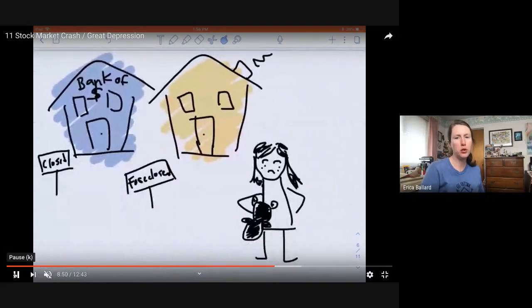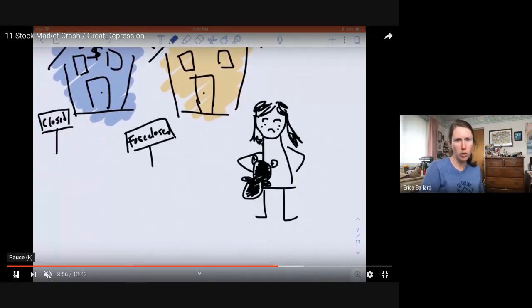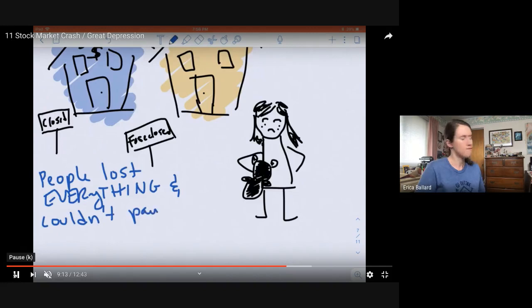So remember those people who borrowed money to buy stock? Unfortunately, this is who it comes back to bite, and the banks as well. People lose everything. And remember, your stock value is almost nothing, so you've lost a lot of your money. And they borrowed all that money from the bank. Can they return that money to the bank? Can they pay back their loan? No. So people lost everything and couldn't pay back money to the bank, which means that the bank no longer has any money.